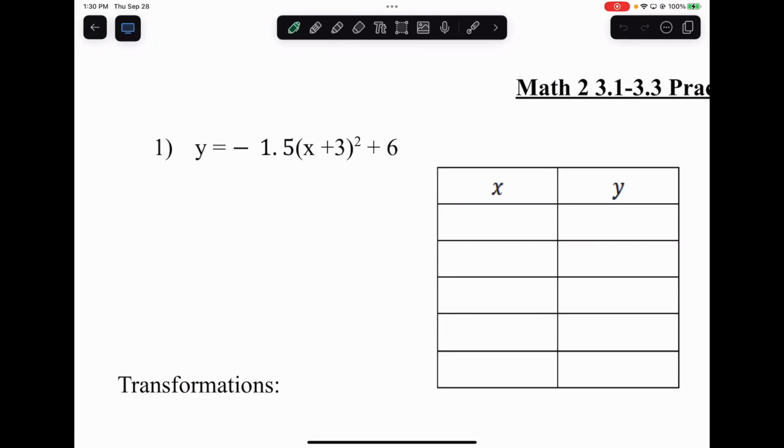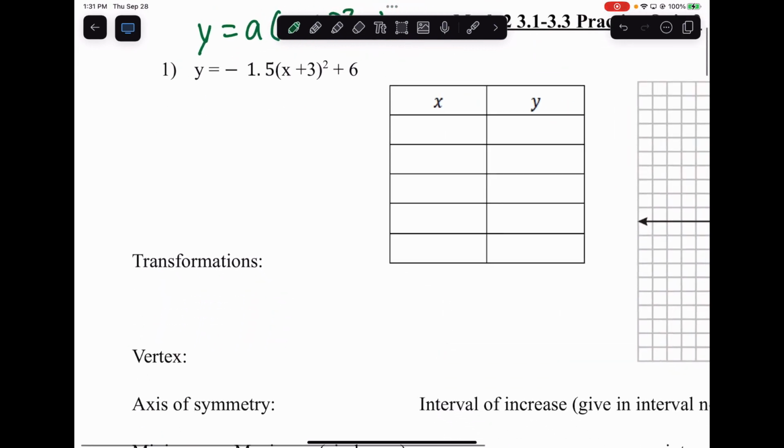All right, so when you're graphing, you want to check to see if it is in standard form or vertex form, okay? Number one here is in vertex form, and we know because it is in the form y equals a times (x minus h) squared plus k, all right? So from this, we can go ahead and start filling in the gaps here.